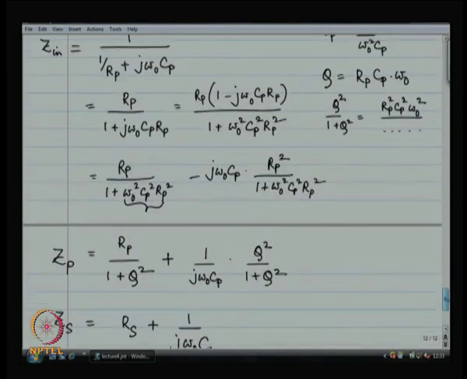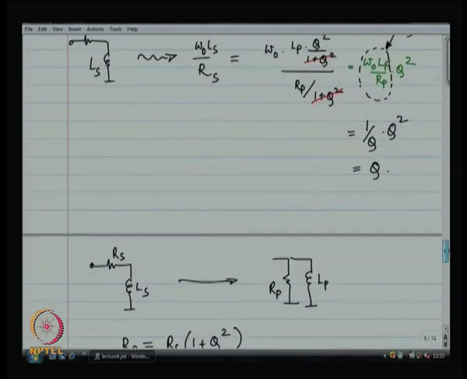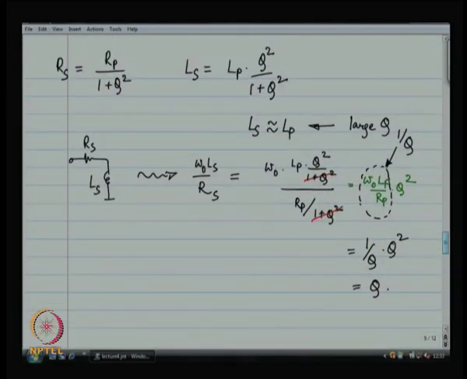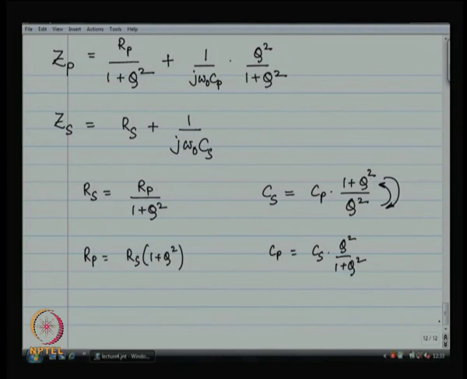Earlier the q of the series network was this much, the q of the parallel network was q itself, and we showed that the q of the series network also remains equal to q. Now, in this case you will get the same exact result. The q of the network will remain unchanged over a series to parallel transformation or a parallel to series transformation.